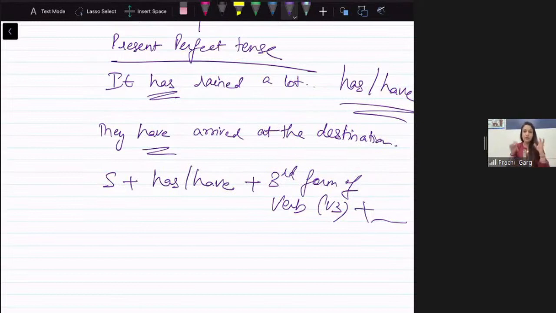In perfect tense, we always use the third form of the verb. Clear? Subject, has or have, third form of the verb, and the rest of the sentence comes. Please keep writing this structure. This will help you frame your sentences. And for the third form of the verb, I suggest you take out the list of the verbs and go through this list once, and then you will know what the third forms of the verbs are.